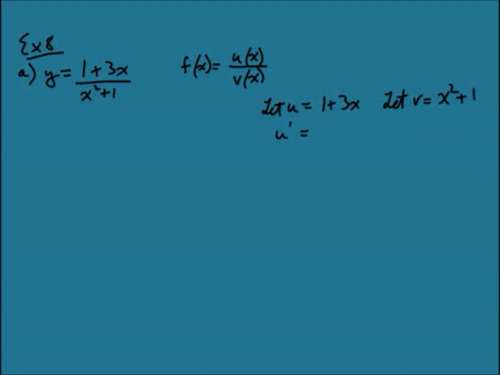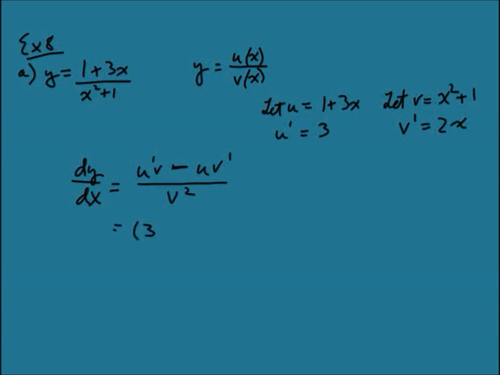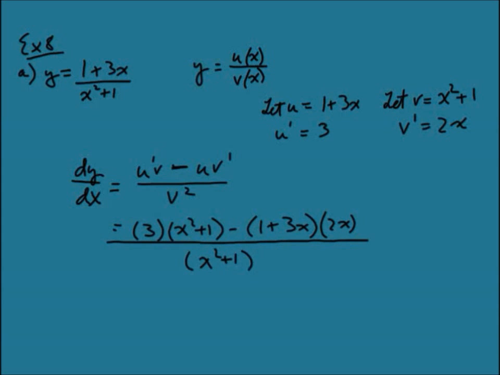We can then take the derivative of u, which is 3, the derivative of v, which is 2x. Using our quotient rule, dy dx would then equal, I guess I should have used a y up here instead of an f of x. So dy dx is u dash v subtract uv dash all over v squared. So 3 multiplied by x squared plus 1, subtract 1 plus 3x multiplied by 2x all over x squared plus 1 all squared.